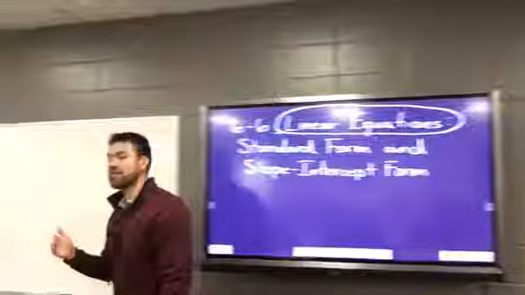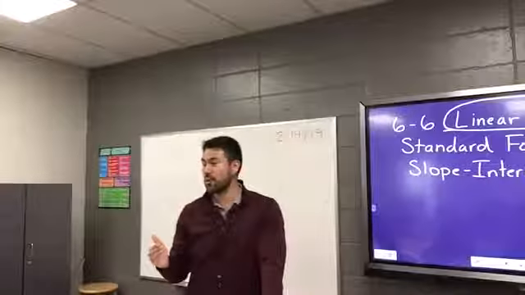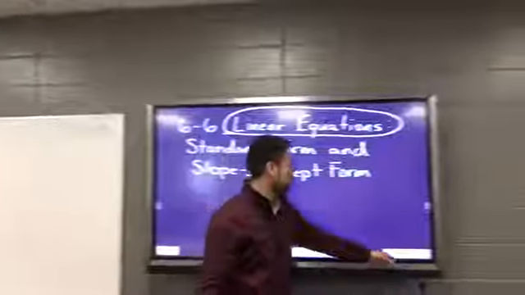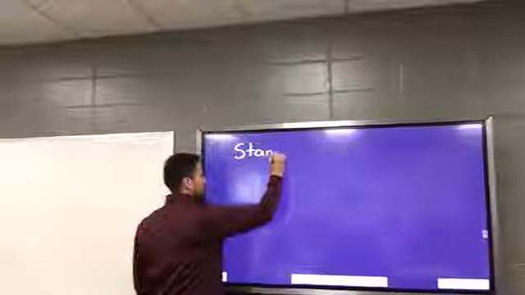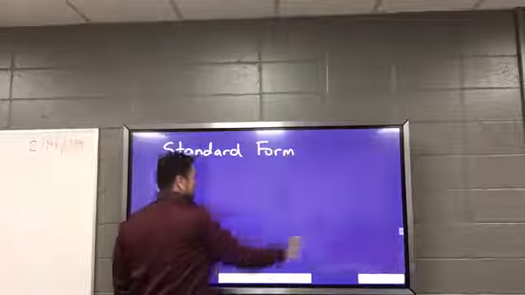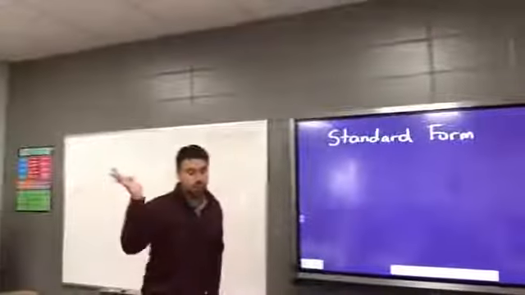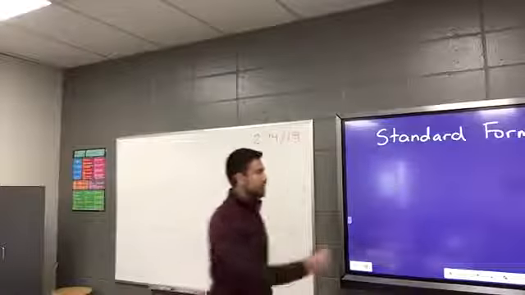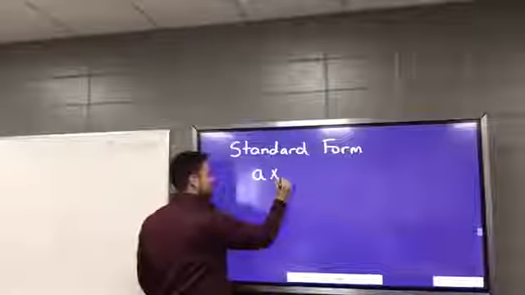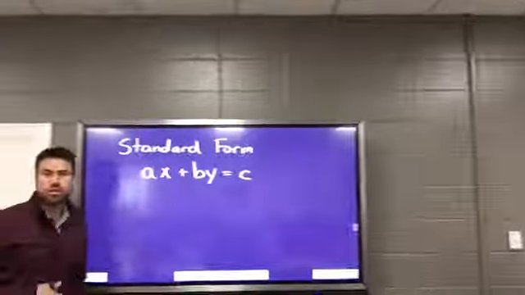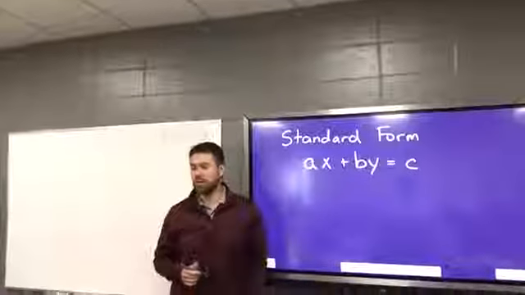So I'm going to see if there's a way to do those graphs without a big table. What we're going to do is look at standard form first, and then we'll get into slope-intercept form, and see how that relates to the graph. Okay, standard form has to look like this: AX plus BY equals C. That's what it's going to look like. AX plus BY equals C.